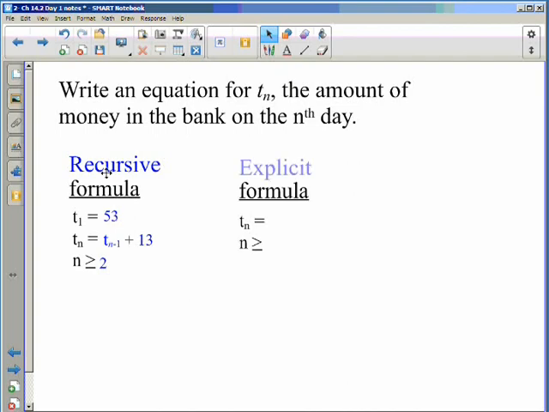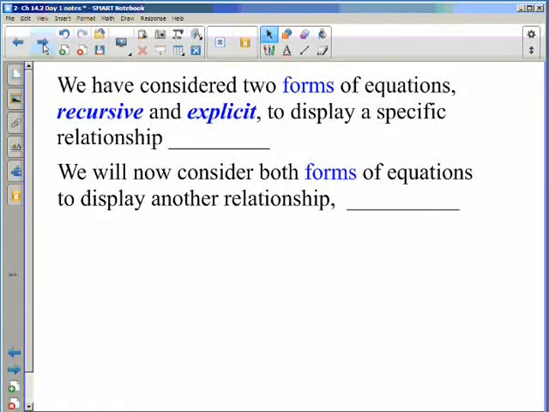This other formula, called explicit, would look like 53 plus 13 times how many changes. And that's, like I said earlier, what turns into our equation like y equals mx plus b. And again, the constraint that n has to be greater than or equal to 2. Sometimes these equations are set up with T sub 0 or U on your calculators. You'll see a U. We've considered two forms of equations called recursive and explicit to display a specific relationship, in this case arithmetic. We'll now consider both forms, the recursive and explicit, to display another relationship called geometric.